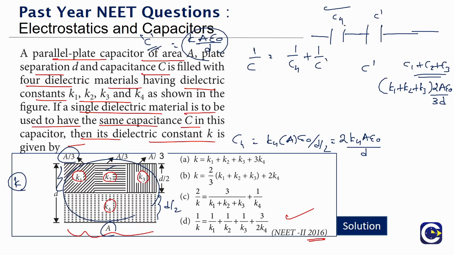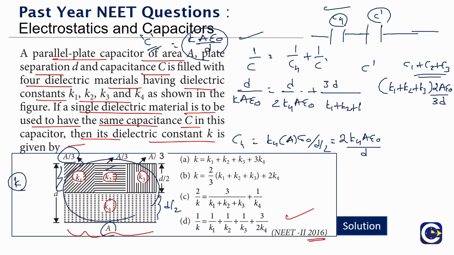So here C4 and C dash are in series. Their equivalent value will be what? Overall capacitance C. So 1 by C is equal to what? 1 by C4 plus 1 by C dash. Now look at this. 1 by C means what? LHS, reciprocal, right? D by K into epsilon naught. That is equal to 1 by C4. 1 by C4 means we have to reciprocate it, which means what? D by 2 K4 A epsilon naught. 1 by C dash means we have to take a reciprocal of that, which will be what? 3D by K1 plus K2 plus K3 into 2 times A epsilon naught.